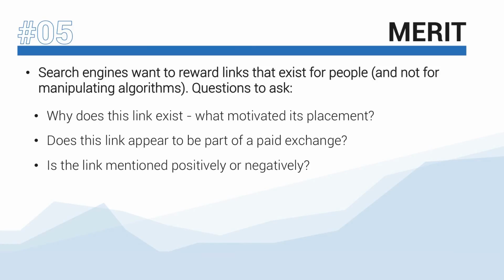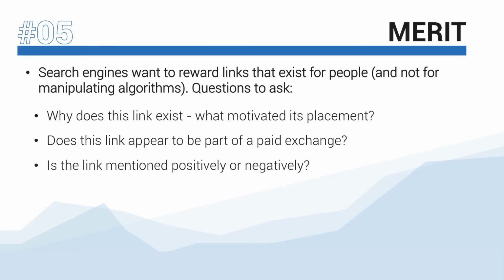Questions to ask about assessing Pillar 3, merit, include: why does this link exist? What motivated its placement? This is where you want to assess whether the link was awarded based on the value to the user or some other authentic reason or not. Next, does this link appear to be part of a paid exchange, such as would be the case of a website purchasing a placement for a monthly fee?